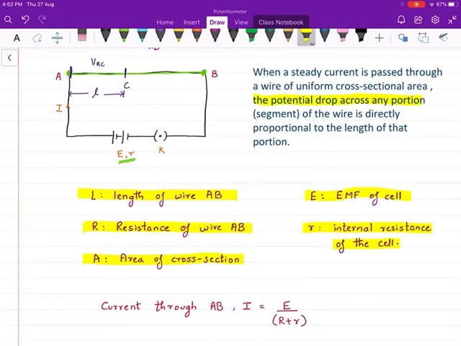Okay, now the current flowing through our wire AB, which we have denoted as I, is equal to E upon R plus r. E is the EMF of the cell, R plus r is the total resistance in the circuit. So I get I is equal to E upon R plus r.